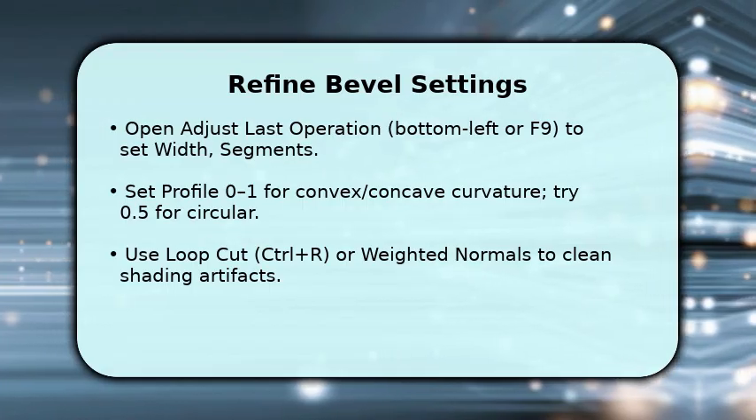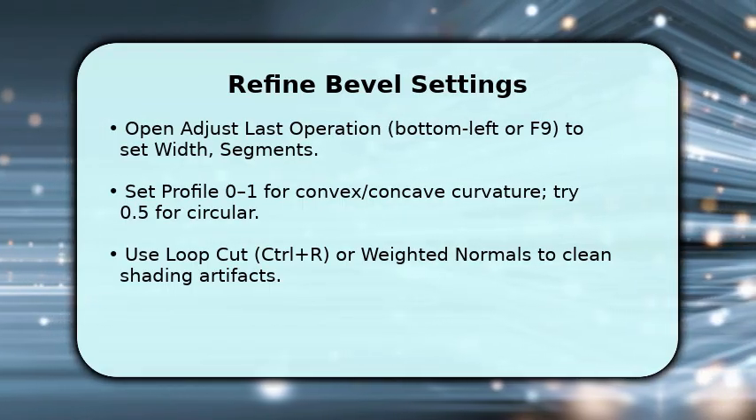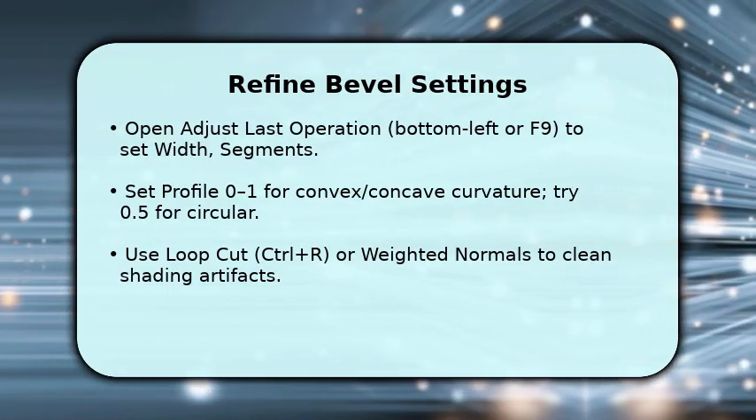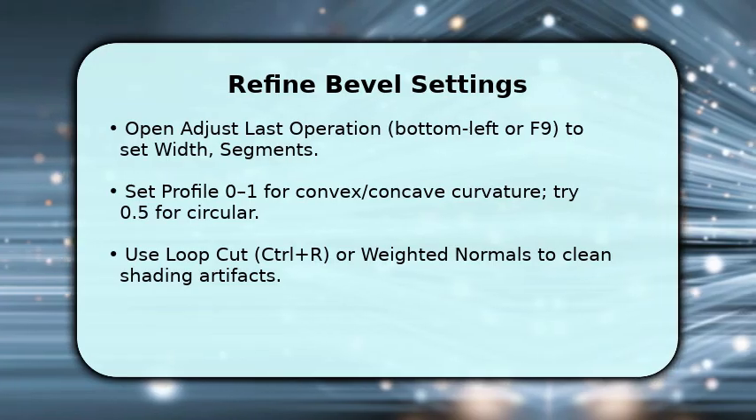If shading looks odd, add supporting loop cuts or enable weighted normals and auto smooth to fix lighting. Make sure to check topology. Too many n-gons or overlapping edges cause issues.